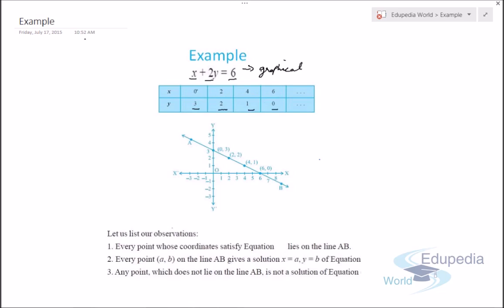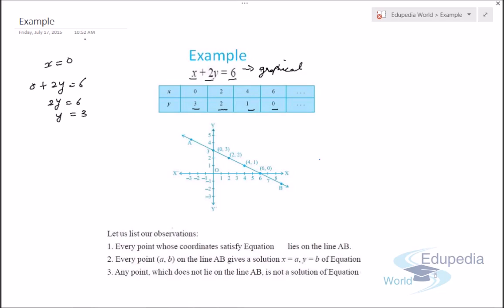Again, if we suppose x as 0, we'll get 0 plus 2y equals 6. So 2y equals 6 and y is 3. So you can clearly see that if we take x as 0, we get the value of y as 3. Similarly we can find the rest of the values by assuming any variable.